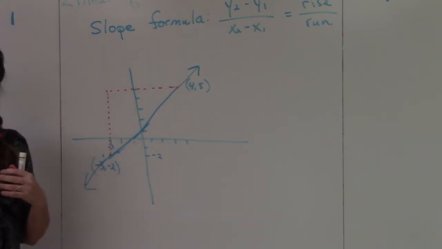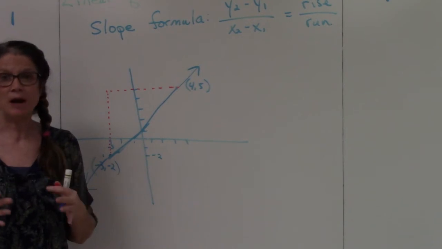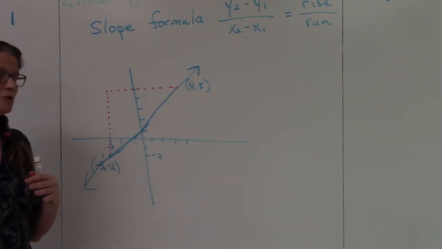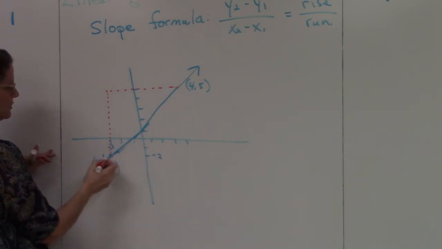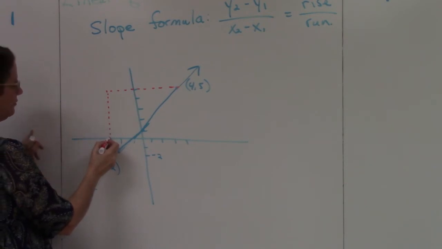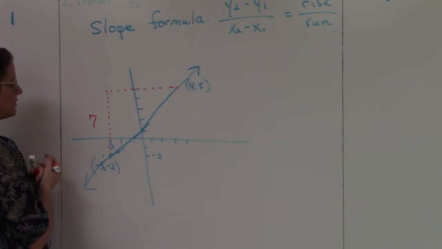Now, when you have a graph that's already drawn for you, you can just count the boxes. That's it. You just count how many steps up did you go and how many steps over did you go. So if I do this, I was down here at -2. So I go 1, 2, and then I'm up here at 5, 3, 4, 5, 6, 7. So this is a rise of 7.